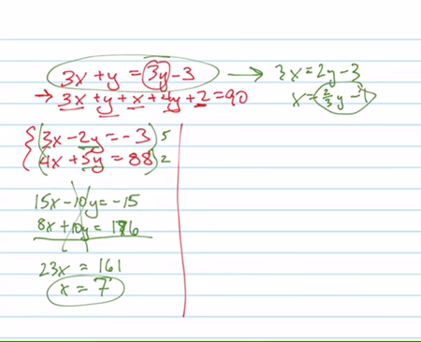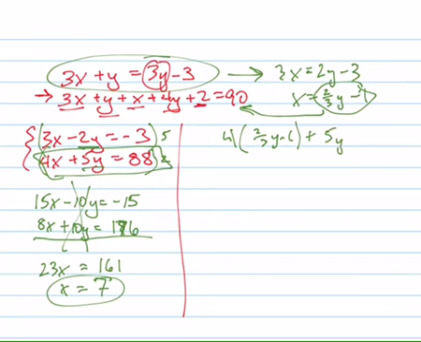Now take that and plug it back into this. Well, you can plug it into this because that's the simplified form, right? So you'd write 4 times 2/3 y minus 1 plus, I'm just plugging it in, plus 5y equals 88. And then distribute that, so that would be 8/3 y minus 4 plus 5y equals 88.